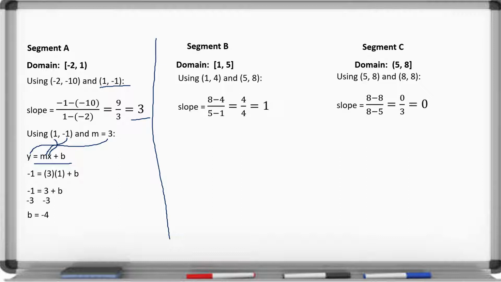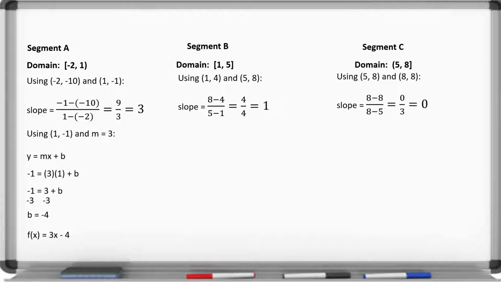Now we're going to take b equals negative 4 and plug it into the slope-intercept form. In this case I just replaced y with f of x, and notice that the slope is 3, so I plugged in the slope of 3. We get 3x minus 4. So this is where the b went. The b went to the negative 4. All right, so that's our first equation.